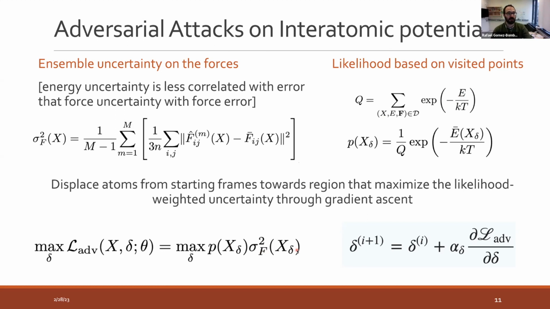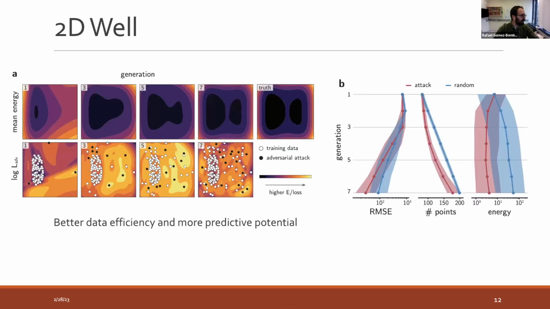It's not a good sampling technique for this. This doesn't preserve the ensemble, right? It's not a molecular dynamics simulation. It doesn't preserve the statistical properties of molecular dynamics, but it can definitely go uphill and against the current to identify high uncertainty regions.